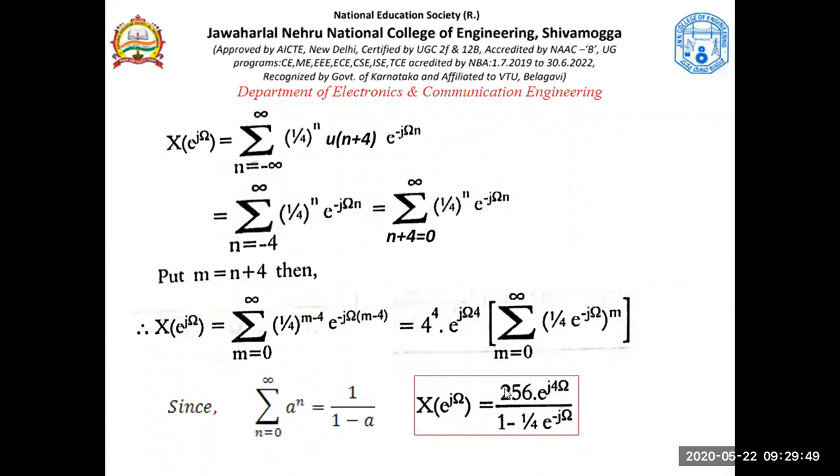Where did this number come from? This is 4 to the power 4. In the numerator you have 1, so 1 into this is this, divided by 1 minus 1 by 4 times e power minus j omega. That's written in the denominator. Okay, let's go on with the next problem.